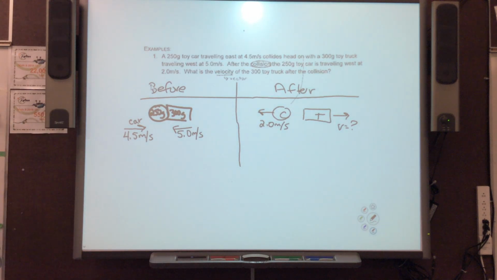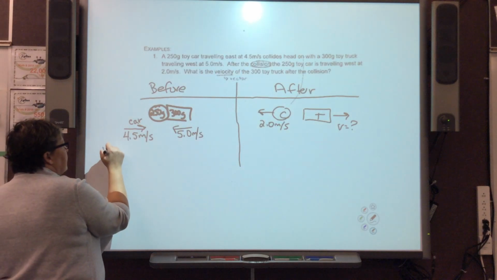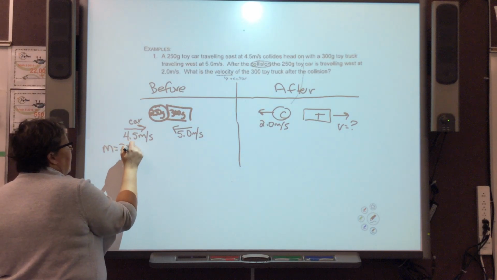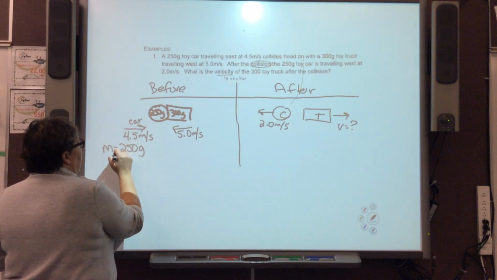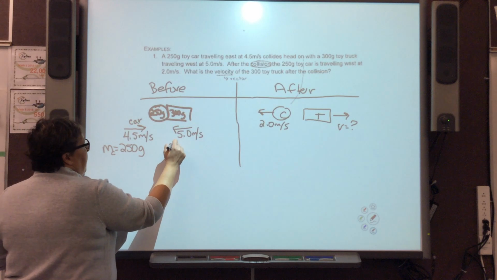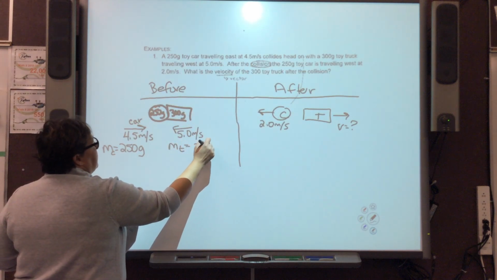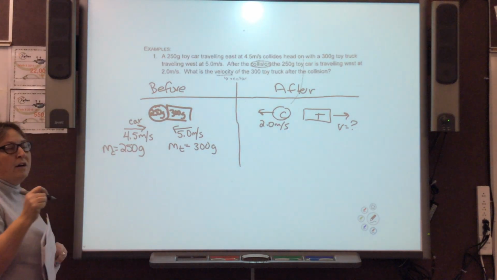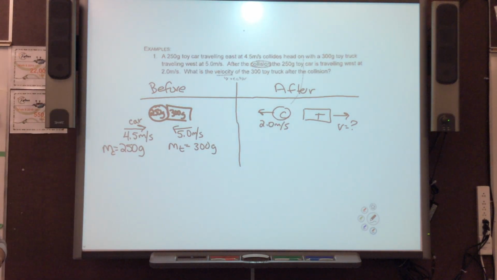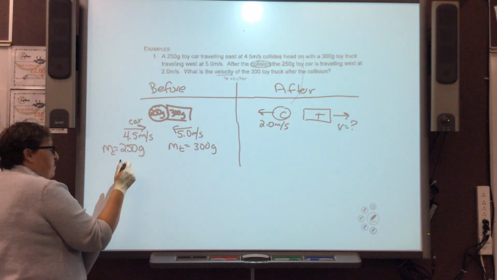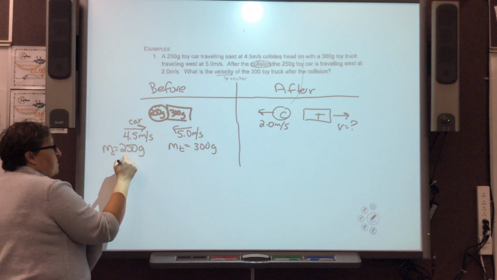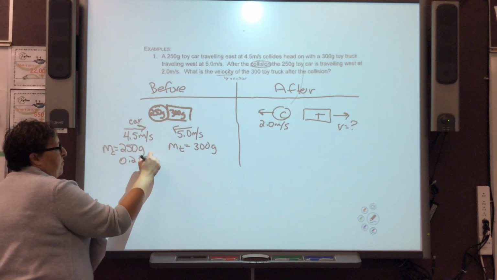So what are the other knowns that we know besides the velocities? Masses. So we have mass of the car, mass of the truck equals 300 grams. You gotta get those back in kilograms. So what would they be? 0.25 and 0.3.